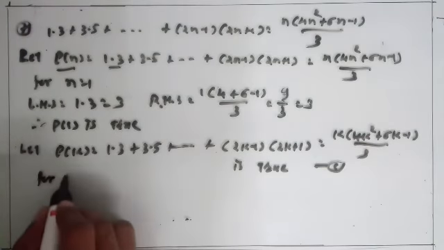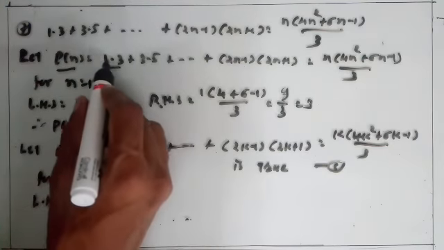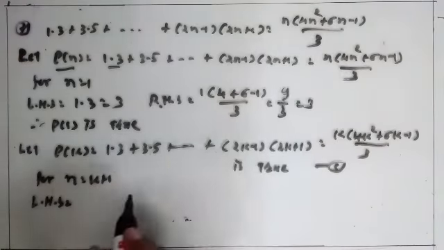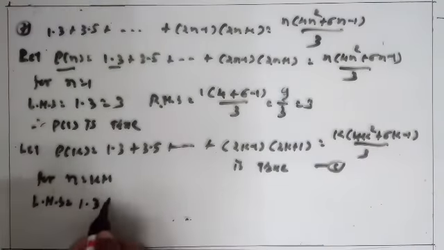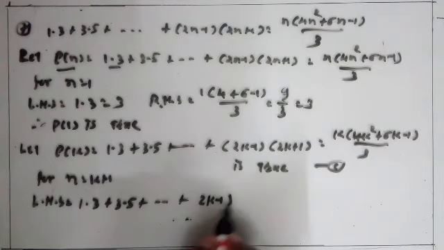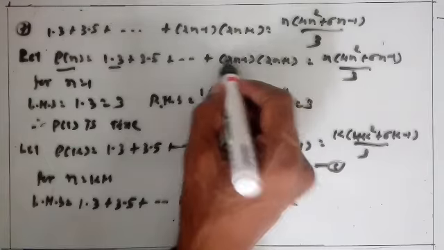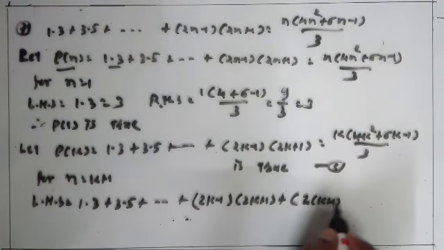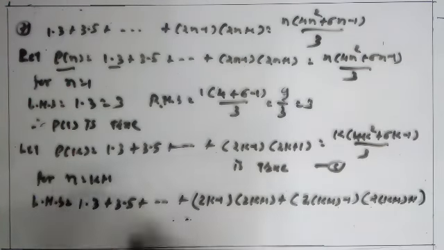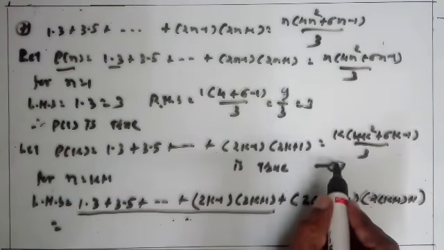For n is equal to k plus 1, left hand side is equal to 1 into 3 plus 3 into 5 plus, for the last term replace n by k plus 1, and its previous terms are also written. 1 into 3 plus 3 into 5 plus up to plus the last second term (2k minus 1)(2k plus 1), and the last term becomes, replaced by k plus 1, so (2 into (k plus 1) minus 1) into (2 into (k plus 1) plus 1). Clear?